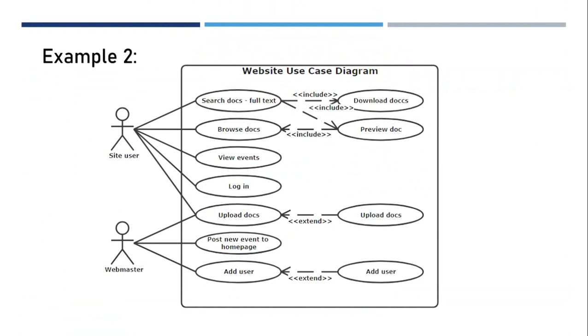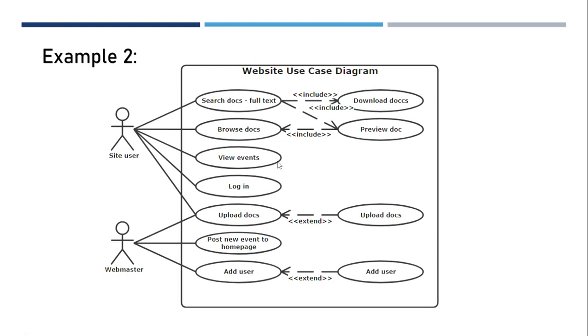Now we have another example, which is a website use case diagram. Here we have two actors in this system. The system is represented by this rectangle boundary. So the two actors are site user and webmaster. The site user is the one who uses or visits the website, and the webmaster is the one who develops and maintains the website.